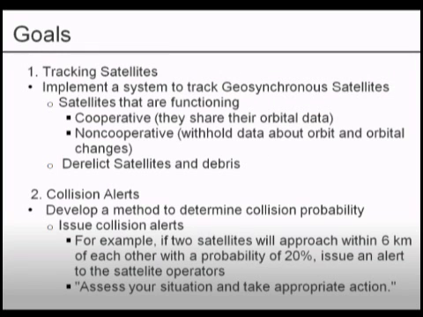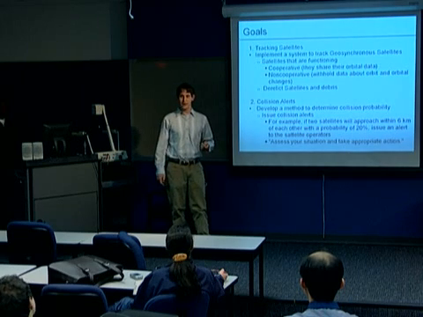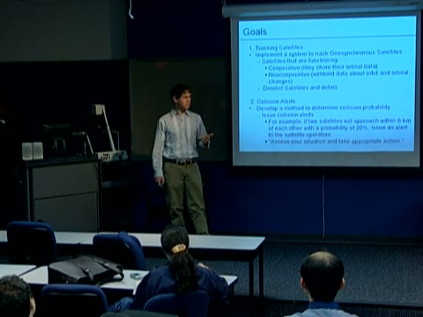Next. So we have two goals. The first goal is to track all the satellites. And we're going to track satellites that are functioning and debris. And among the functioning satellites, we have ones that are cooperative, which means that they will let us know their data, and ones that are non-cooperative, satellites that don't update their position with the space catalog or anything like that. They kind of hide their actions there, incognito, I guess.